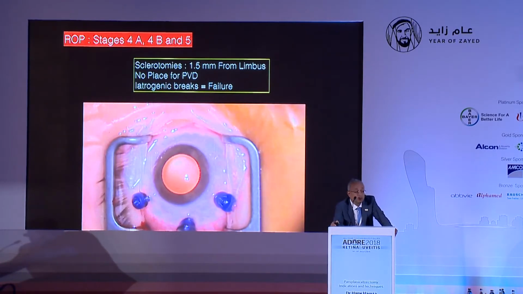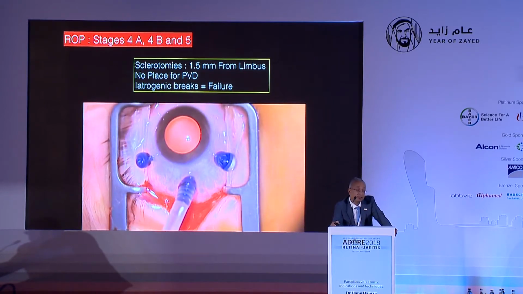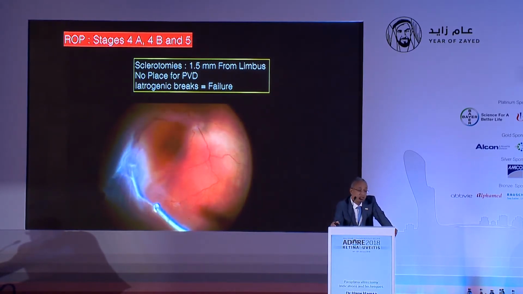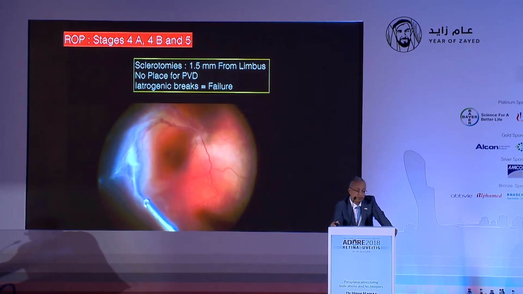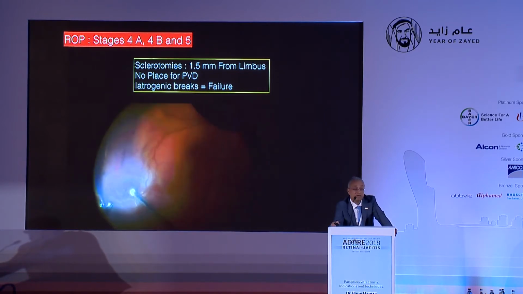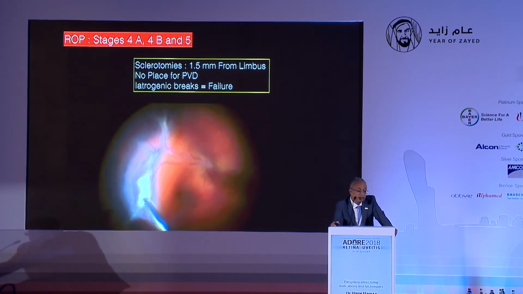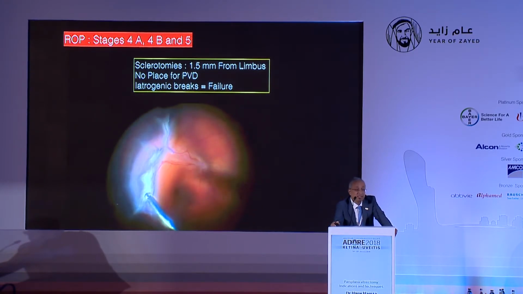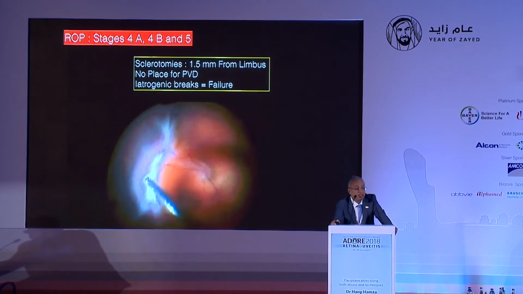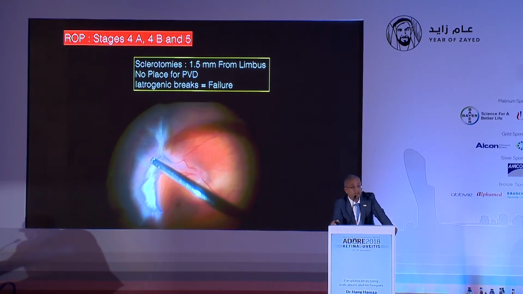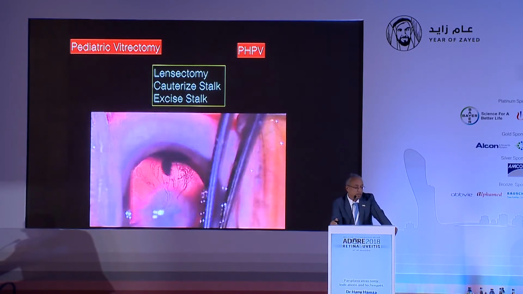Pediatric vitrectomy is also an important indication, and it's different in that you place your sclerotomies only 1.5 millimeters from the limbus. There is no place for posterior vitreous detachment in such cases, otherwise you will create breaks, and an iatrogenic break in these cases means failure. At the end of surgery, you do not achieve retinal reposition, but you leave the retina to reposit spontaneously after relief of traction, and it may take 4 to 8 weeks.